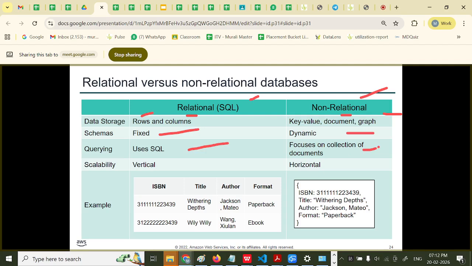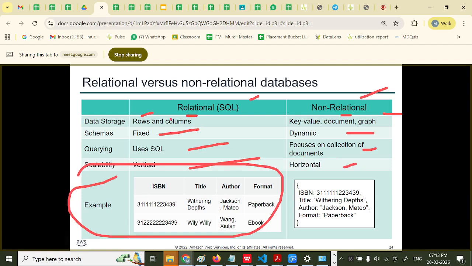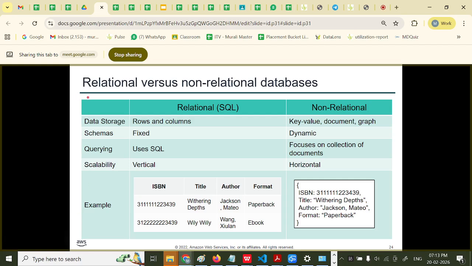Here it is a collection of documents. Here scalability is vertical scaling. Here it is horizontal. Now here you can see the best example: as I told you, for SQL it is Excel, but for NoSQL it is key value, like title name, author format. So this is in the JSON format. So this is what we have learned already in the table.